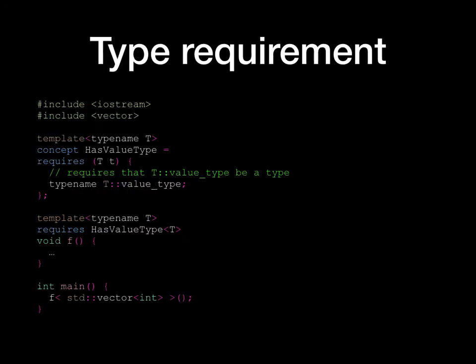We can require the presence of type members. So here we require that the type we are checking against has a value_type member type. So in this example, we're using std::vector<int>, and the value_type of std::vector<int> is int, which means it is indeed a member type, and so this passes.